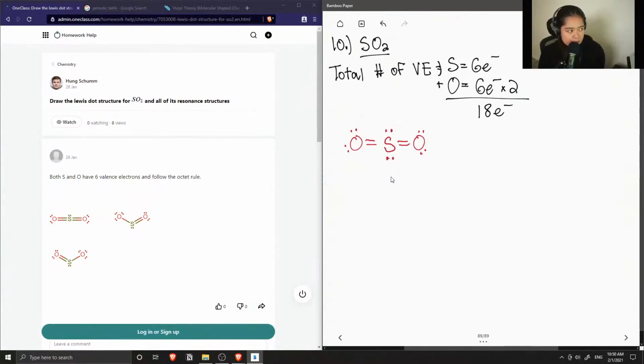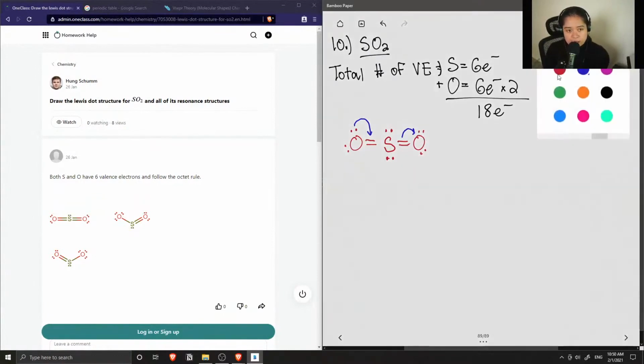But this isn't the only Lewis dot structure, because the question also asks for all of the resonance structures as well. So in showing the resonance structure, we can show how this pair of electrons can come down to form a triple bond, forcing these electrons in the double bond to go onto the oxygen to form a single bond.